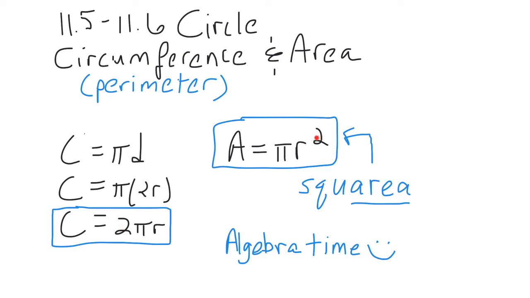The only thing to remember is that the 2 is the squared part for area. And one way to remember that is anything that is area has a square in it. And I sometimes use the word squarea to remind me that area is the one with the square, not circumference. So basically it's algebra time because we have these two algebra formulas. If you tell me r, I can tell you A. If you tell me C, I can tell you r.